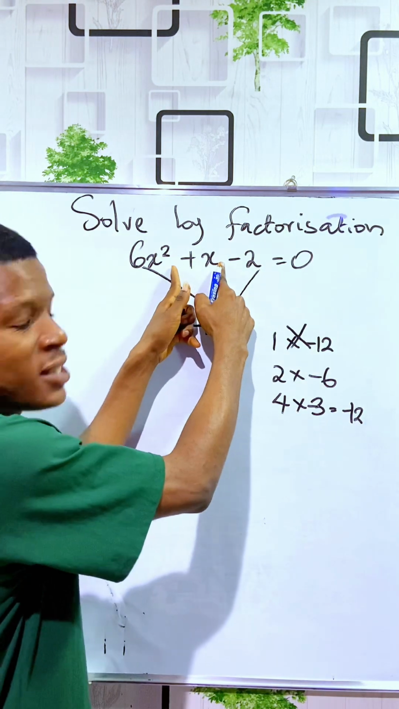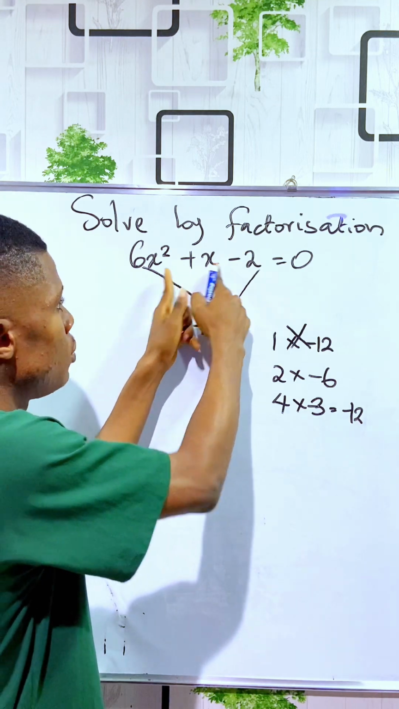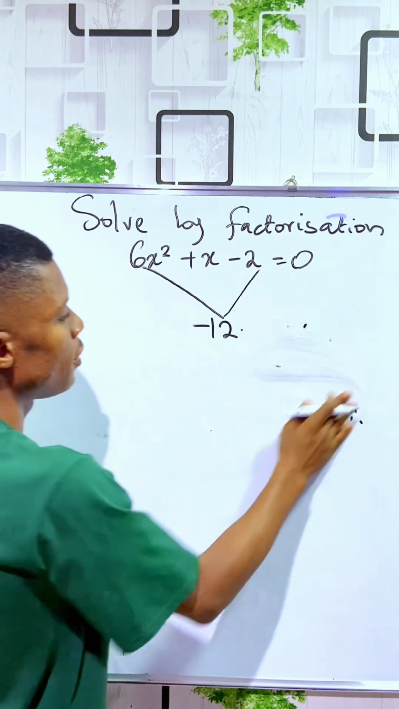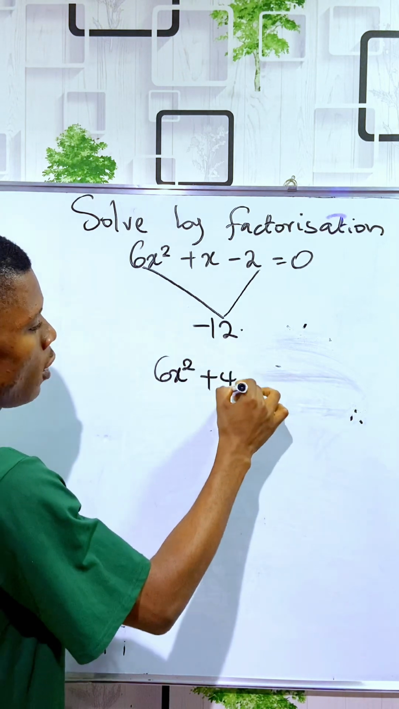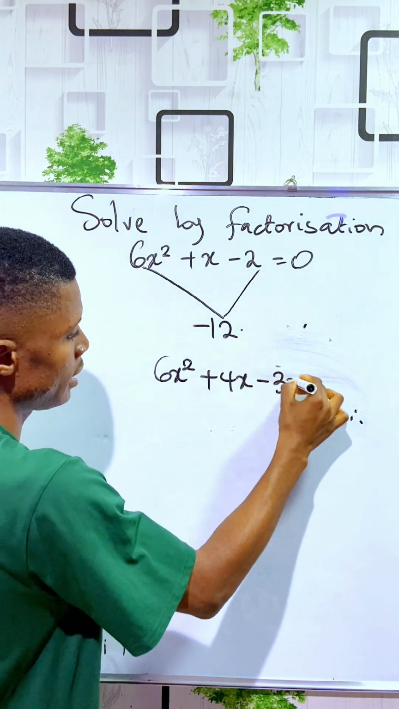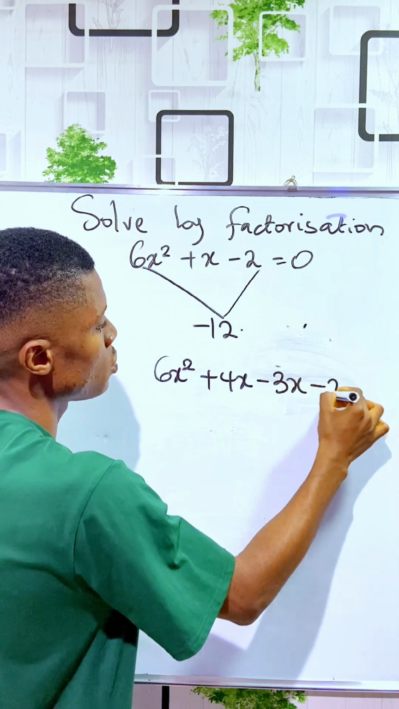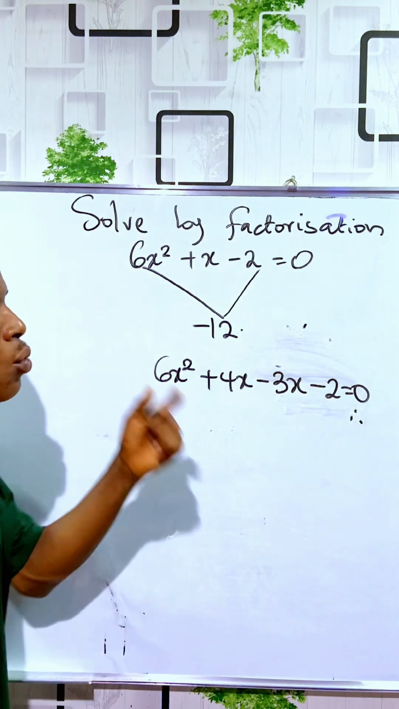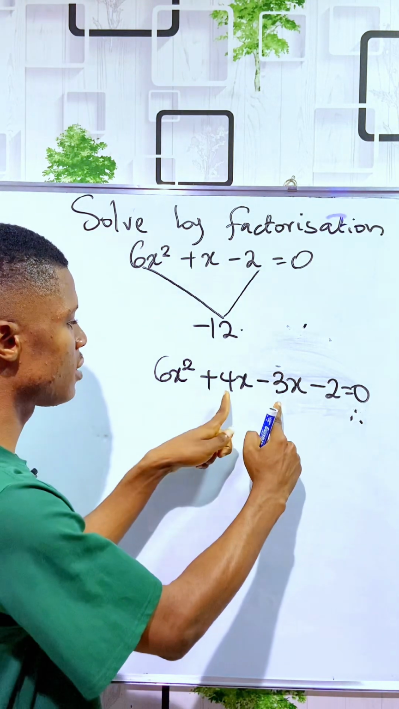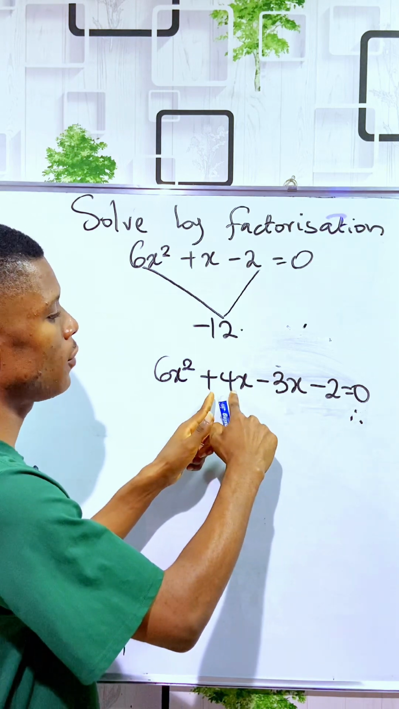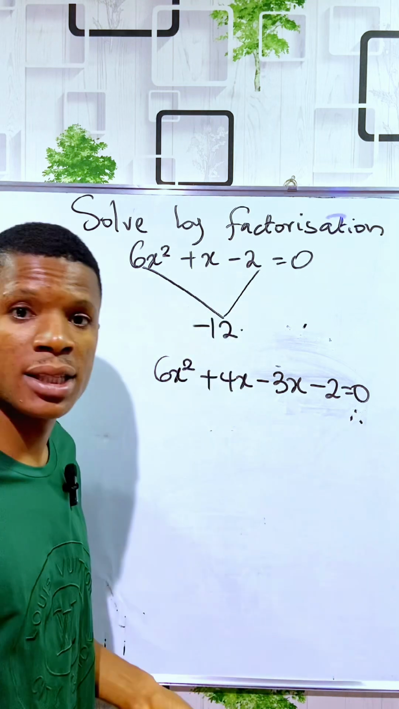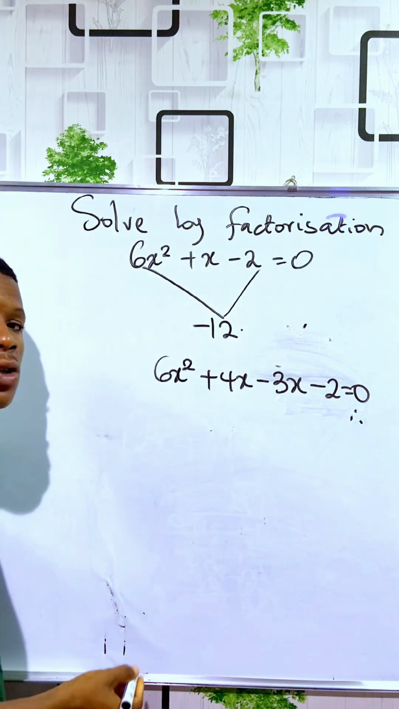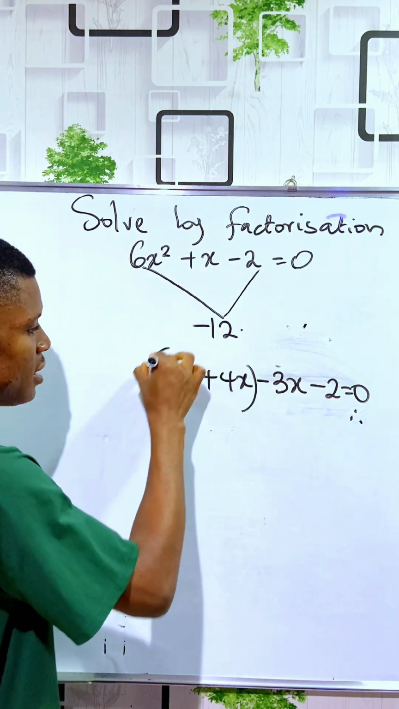So we are going to use this term to expand the middle term. And this will give us 6x squared plus 4x minus 3x minus 2 is equal to 0. The factors we used are just this 4 and 3, because 4x minus 3x is x. So nothing changed.